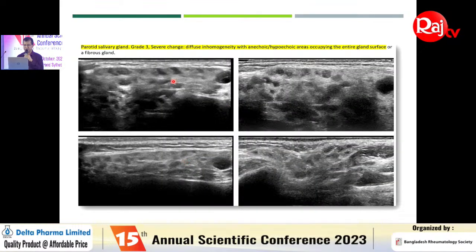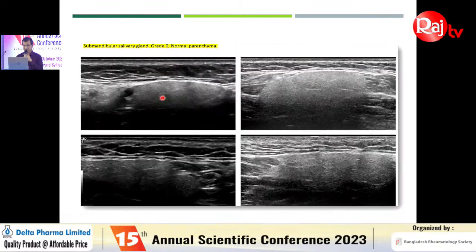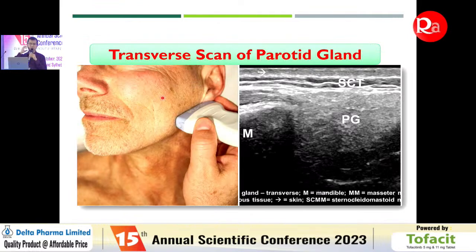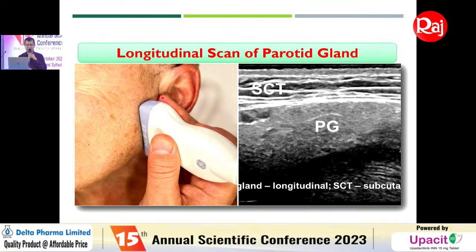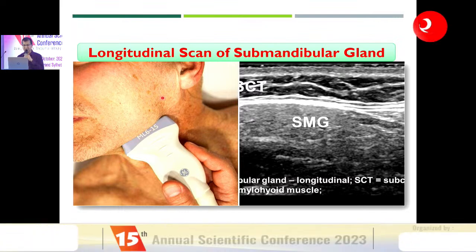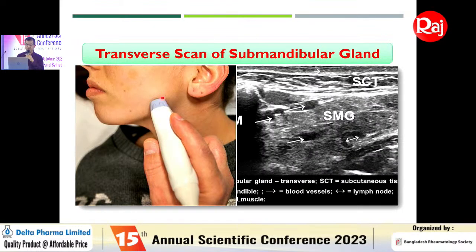And this one is again grade 3, multiple hypoechoic areas along with some inhomogeneity. These are the submandibular glands. Due to time constraint, I'm skipping these parts. Now, how to hold these probes and perform these scans. There are two ways: the transverse scan along the pinna, and the longitudinal scan. We have to hold it in this way along the tragus, in front of the tragus. And this one is the submandibular gland. The longitudinal scan is just beneath the submandibular gland, and this one is the transverse scan of the submandibular gland.